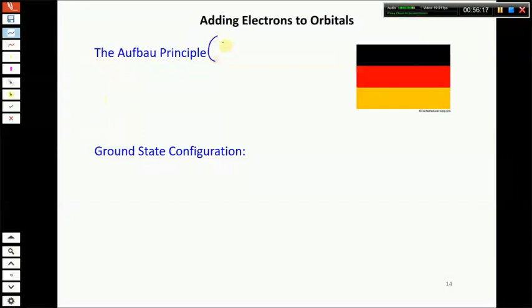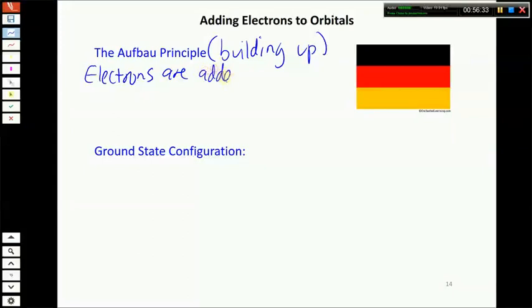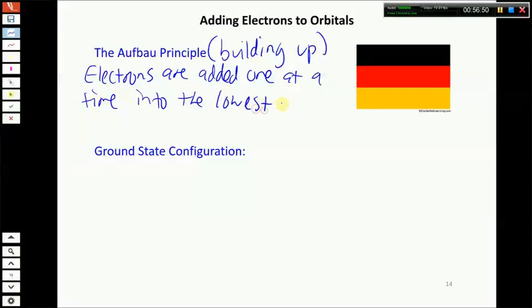And the Aufbau principle, which is German for building up, is the principle that when we add electrons to the subshells, in a multi-electron atom, especially where this is important, the electrons are added one at a time, and you always put the next electron into the lowest energy orbital that's available. Into the lowest energy orbital or sublevel, more generally, available.